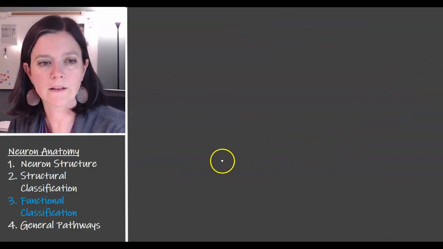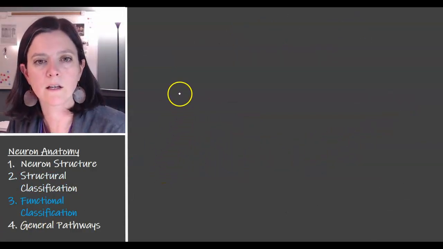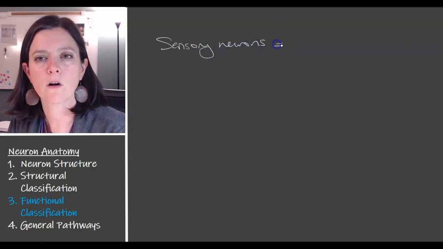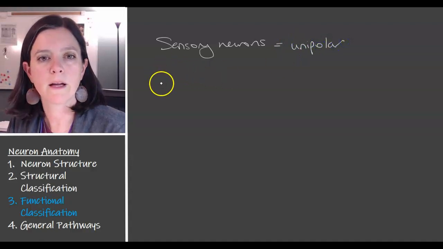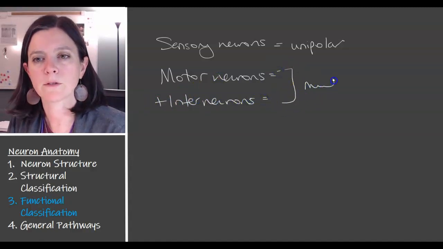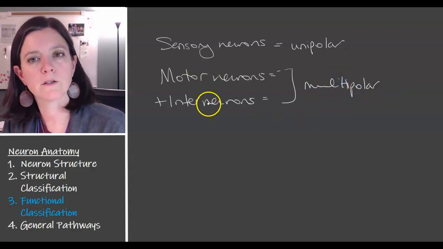All right, so let's take a look at those functional classifications again. We have what we called the sensory neurons, which are all going to be unipolar. We also have our motor neurons and our interneurons, which are all going to be multipolar. So multipolar neurons are motor and interneurons.